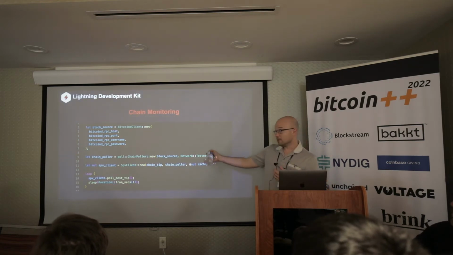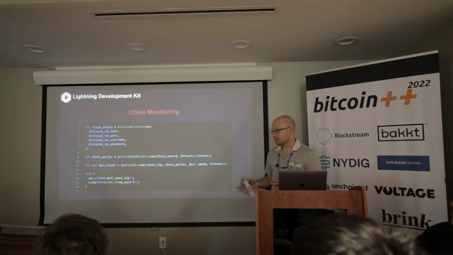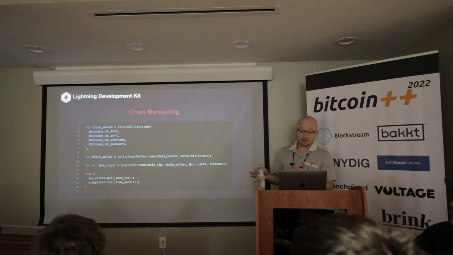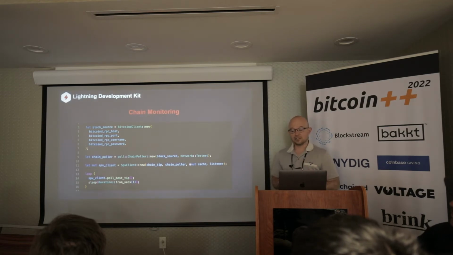And then all you need to do is basically poll this client. So just loop forever and say poll best tip. And this will automatically handle pushing a new chain state into the listener.